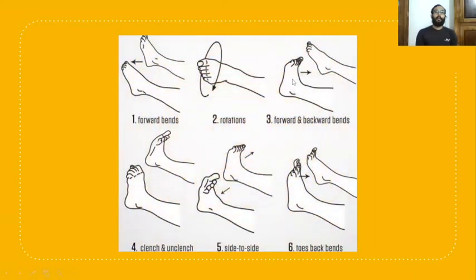These exercises are also very effective. Forward bends, rotations, forward and backward bends. This is clench, which we already discussed. Side to side movement, toes back bends, and forward bend with hold, backward bend with hold, forward and backward bend against resistance, then toe raise and heel raise along with calf stretch.